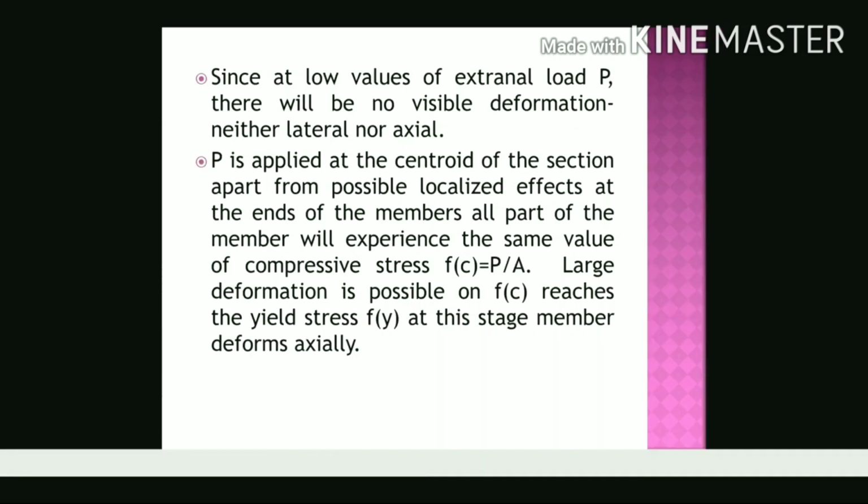At low values of external load P, there will be no visible deformation, neither lateral nor axial. P is applied at the centroid of the section, apart from possible localized effects. At the end of the member, all parts of the member will experience the same value of compressive stress, Fc equal to P by A. Large deformation is possible when Fc reaches the yield stress Fy. At this stage, the member deforms axially.